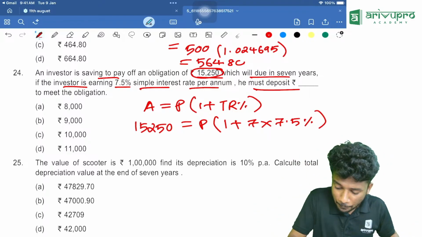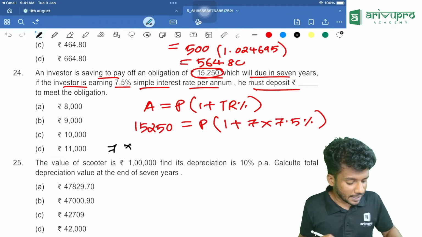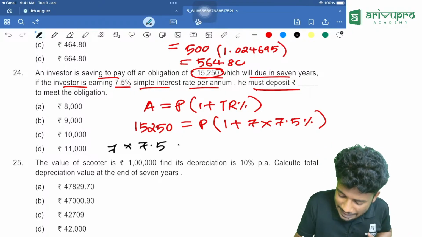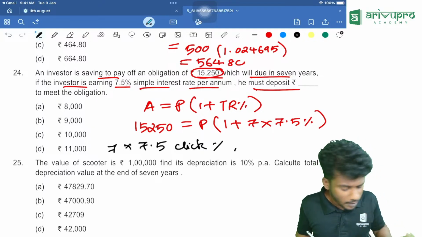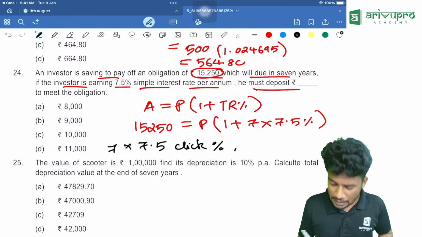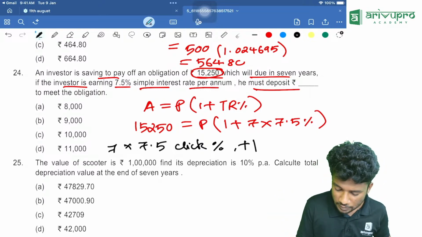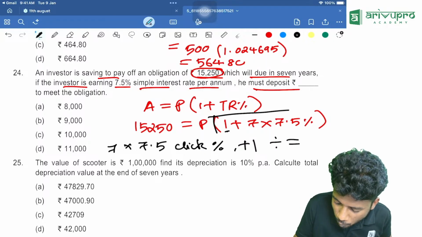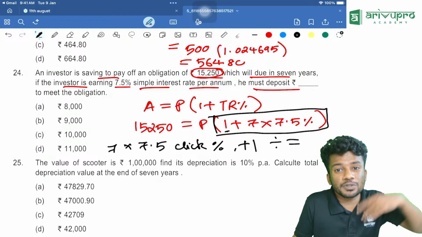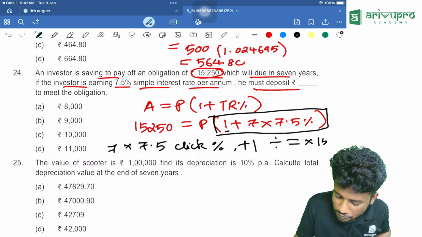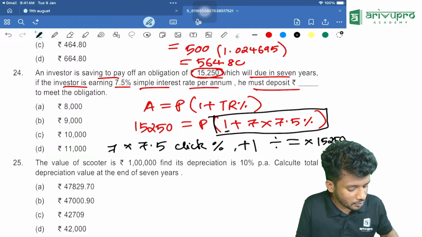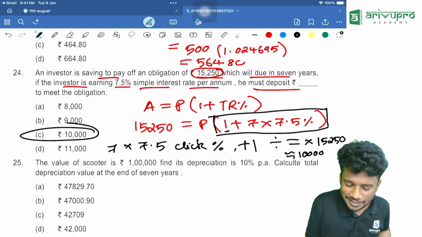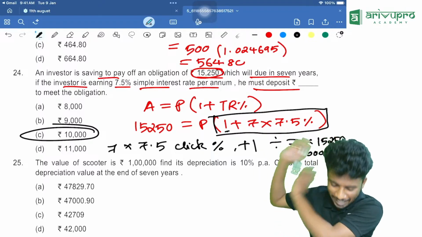Take your calculator. Type 7, then multiply it with 7.5, then click the percentage symbol, then plus 1, we are adding that 1, then click divide equal to. We are taking the entire box to the other side, that means divide equal to, reciprocal we are taking, then multiply it with 15,250. How much is the answer? It will give you approximately equal to 10,000. In your calculator, you will get it as 9,999.99999. Yeah, that's the same thing.